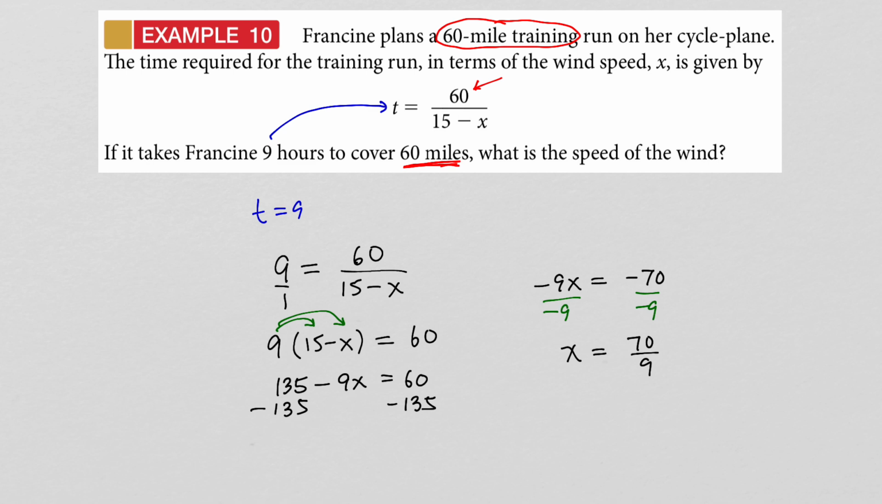And 70 divided by 9, this is the speed of the wind, right? So probably we want to give this answer not as an improper fraction. 9 goes into 70 how many times? 7 times, right? 7 times 9 is 63 with 7 left over. So it's 7 and 7/9. And if you plug this into a calculator, you should get about 7.8 miles per hour. Okay, that's the speed of the wind.